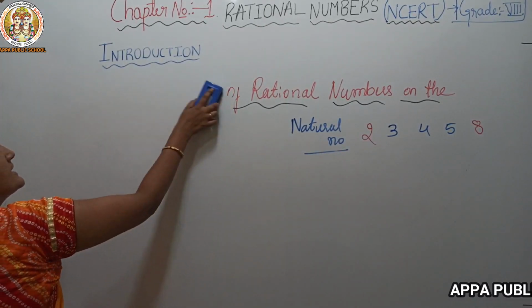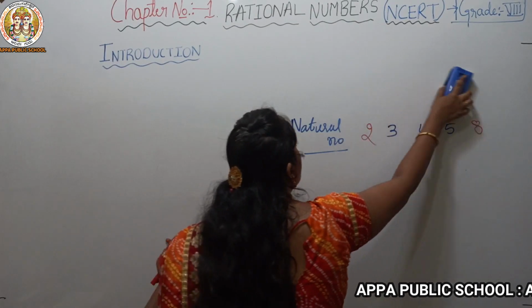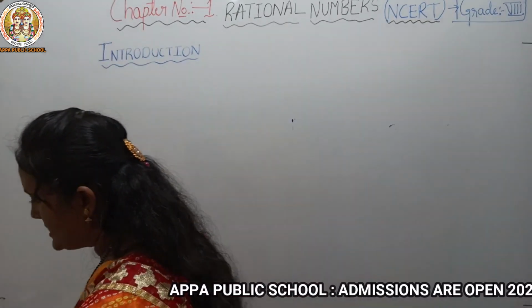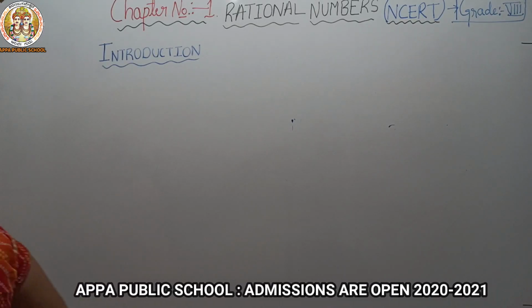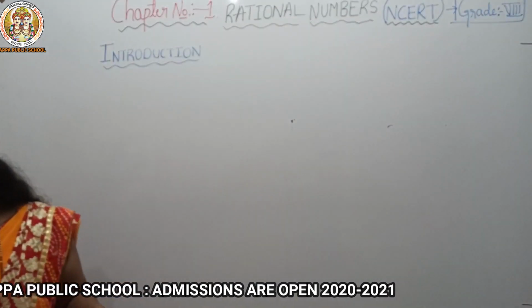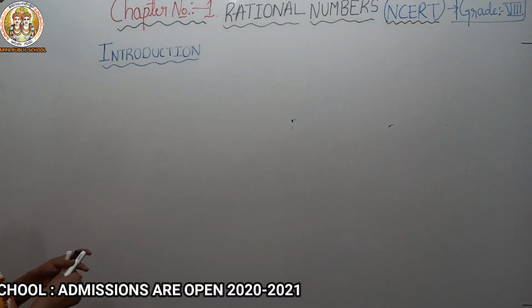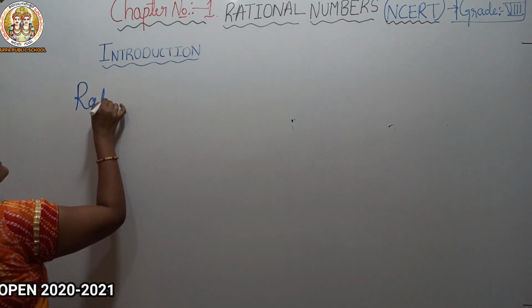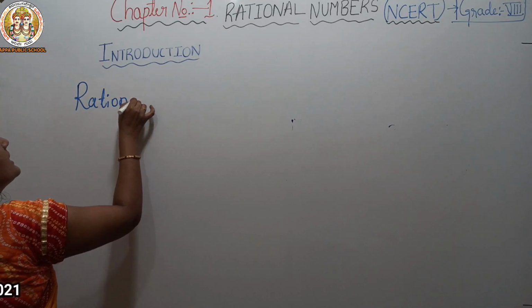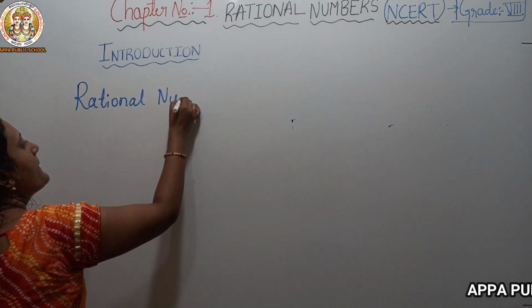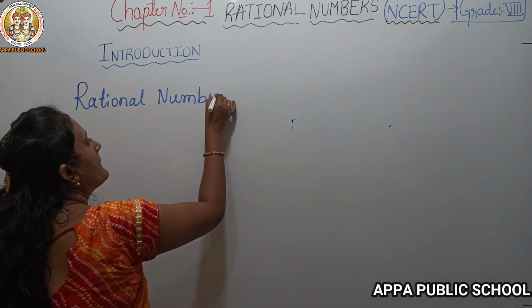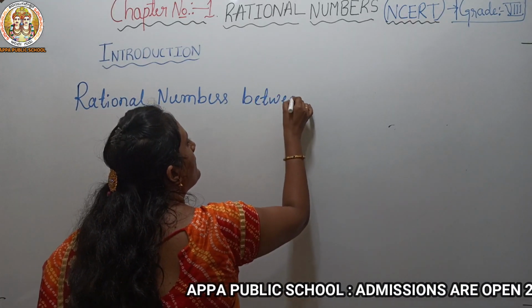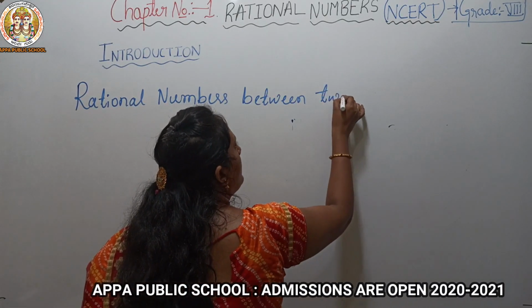Next is rational numbers between two rational numbers. The next topic is the last topic for this chapter, that is, rational numbers between two rational numbers.